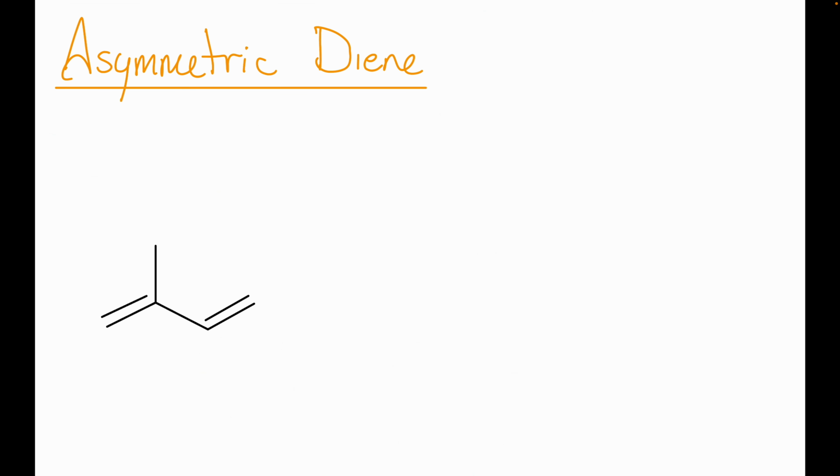So what I want you to do is first we're going to take this pi bond. We're going to add in our HBr at low temperatures. And I want you to draw me our intermediate, our carbocation intermediate, and then the product that we would get from that carbocation intermediate.